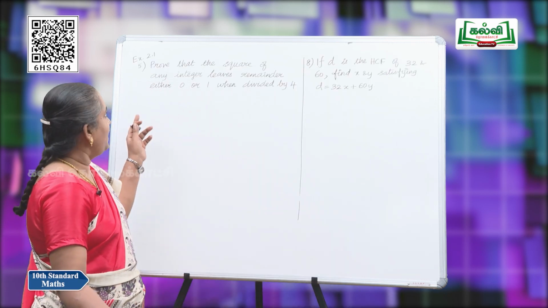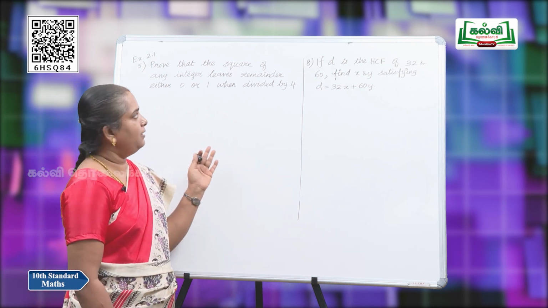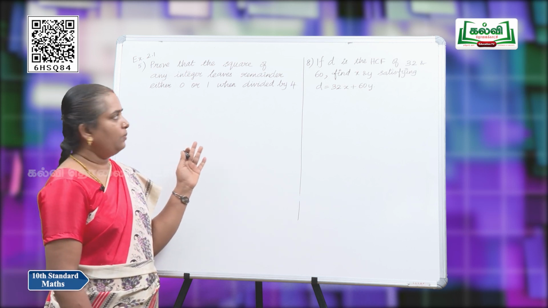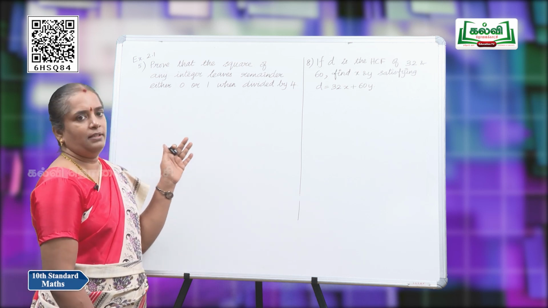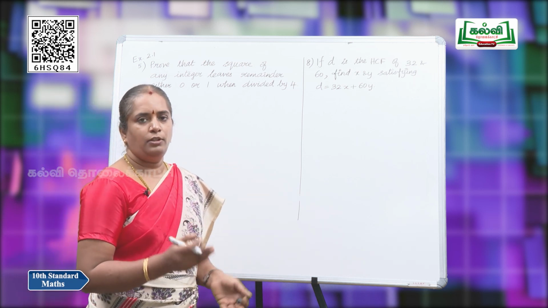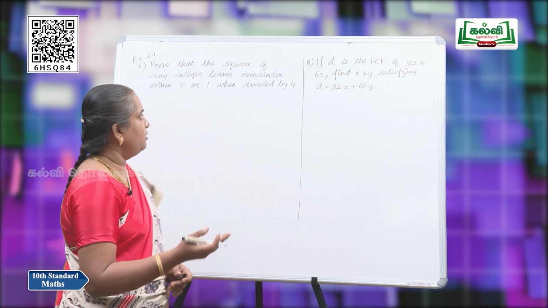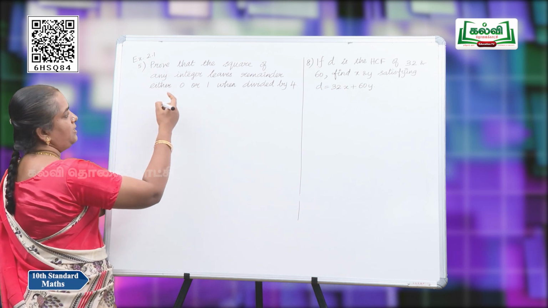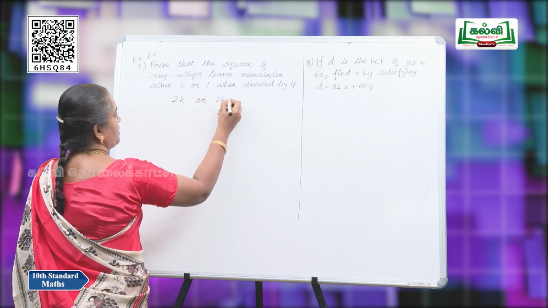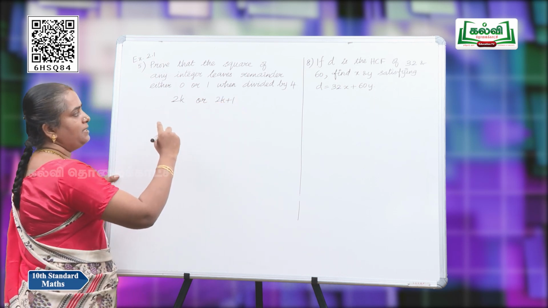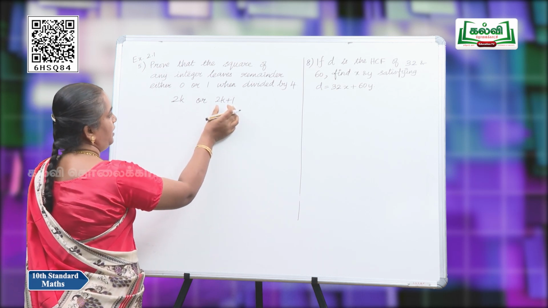See this sum in exercise 2.1, fifth sum. Prove that the square of any integer leaves remainder either 0 or 1 when divided by 4. See, any integer is of the form 2k plus 1 or 2k, that is odd number or even number. So, we can write the integer as 2k or 2k plus 1. So, these are the forms of any integer. This is an even number and this is an odd number.